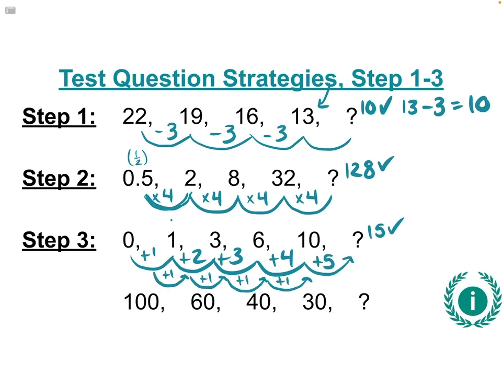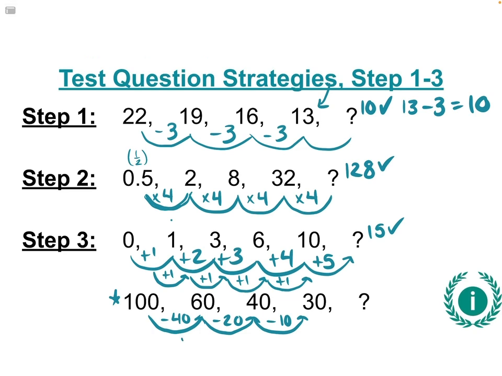Let's do another example. In this example, if we were to find our differences between each pair of numbers, we would have a difference of minus 40, a difference of minus 20, and then a difference of minus 10. There is no arithmetic pattern going on here and no geometric pattern. So let's find the differences between our differences by using step 3 of our test-taking strategies.